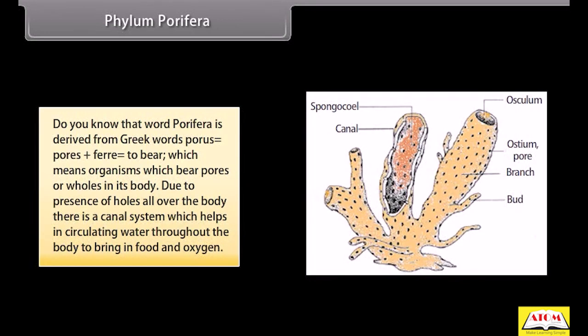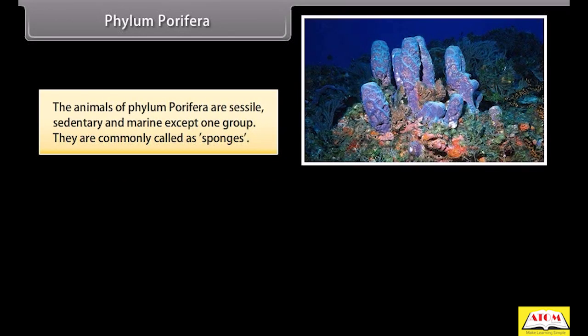Phylum Porifera. Do you know that the word Porifera is derived from Greek words porous, which is pores, plus fere, to bear, which means organisms which bear pores or holes in its body. Due to presence of holes all over the body, there is a canal system which helps in circulating water throughout the body to bring in food and oxygen. The animals of phylum Porifera are sessile, sedentary, and marine except one group. They are commonly called sponges.